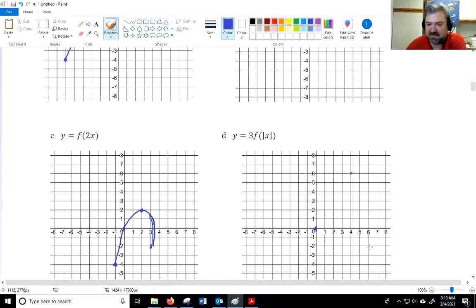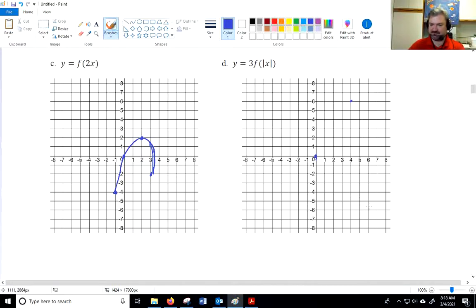And then we have a 6, negative 2, but we're going to multiply that negative 2 again by 3, making it a negative 6. So that's what happens on the right hand side. Now, because the absolute value is on the inside, all the negative x's behave like positive x's. So this graph here is going to just copy over onto the other side. So it'll become like this, or something like that. Okay.